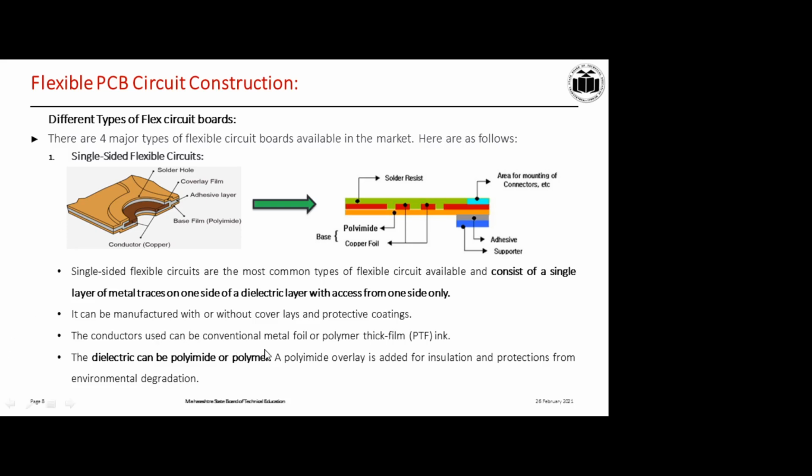The conductor which can be used is a simple conventional metal foil, or the polymer thick film is used, which is called PTF ink. On this metal film, the conductor traces are made up of thick film, that is PTF ink. Then the dielectric can be polyimide or a polymer. Polyimide overlay is added for the insulation and protection from environmental degradation. And the last protective cover, that is the overlay, is a protective cover made up of polyimide.